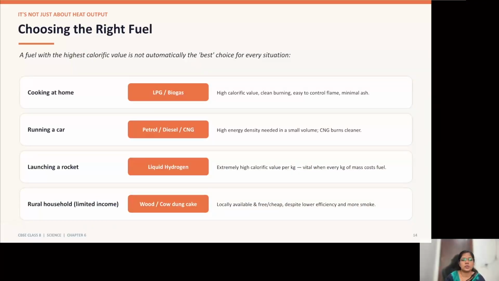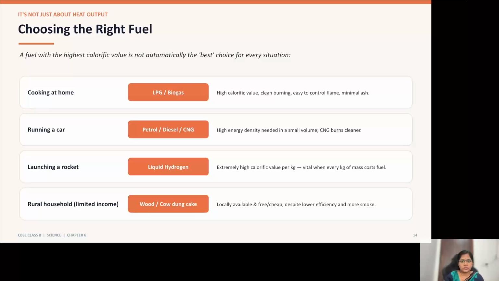Next one is choosing the right fuel. As I discussed already, you need to choose the right fuel for different purposes. So for cooking, as we already understood, LPG wins on cleanliness, controllability and low ash, and not purely on calorific value. Okay, so next for vehicles, what is the best fuel? Energy needs to be packed into small tanks. That is the reason a fuel's calorific value and density matter for vehicles.